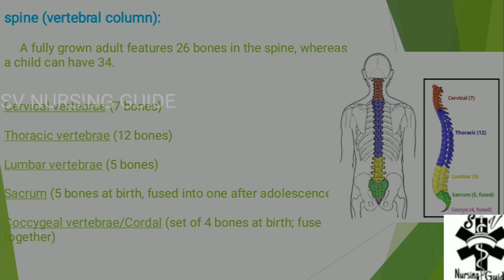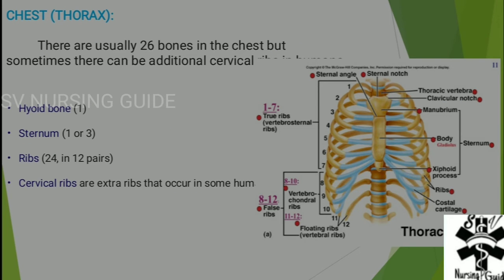Next, spine or vertebral column. A fully grown adult has 26 bones, in children 34. First, cervical vertebrae 7 bones, thoracic vertebrae 12 bones, lumbar vertebrae 5 bones, sacrum 5 bones at birth but it fuses into one after adolescence. Then coccygeal vertebrae. Next, chest or thorax. In chest, 26 bones: hyoid bone 1, sternum 1 or 3, ribs 24 bones, 12 pairs, one on each side. Cervical ribs or extra ribs occur in some humans.